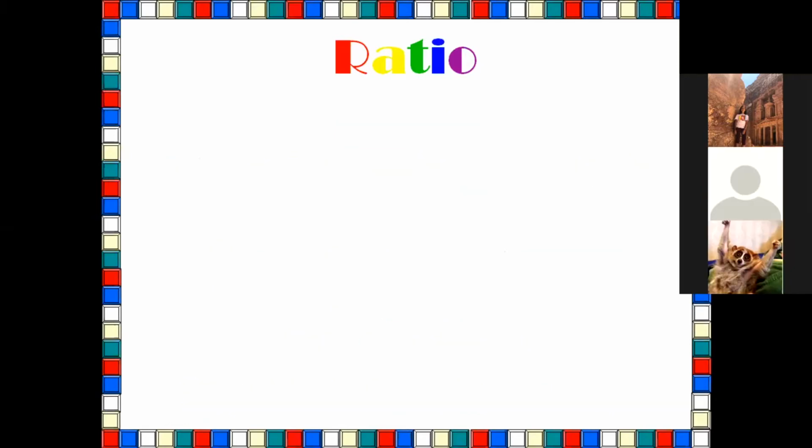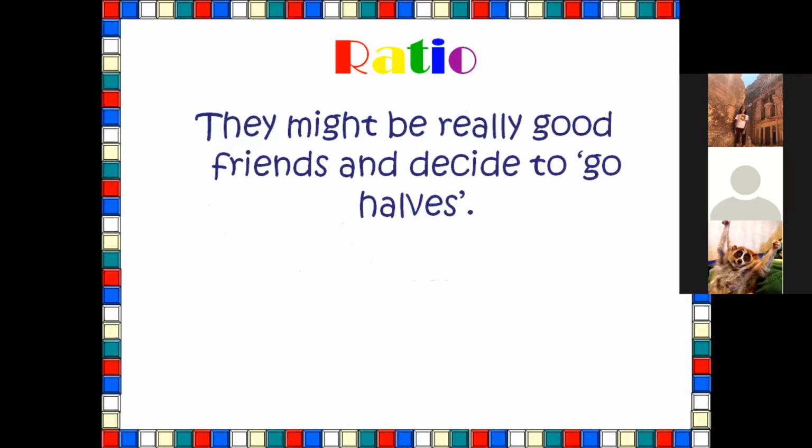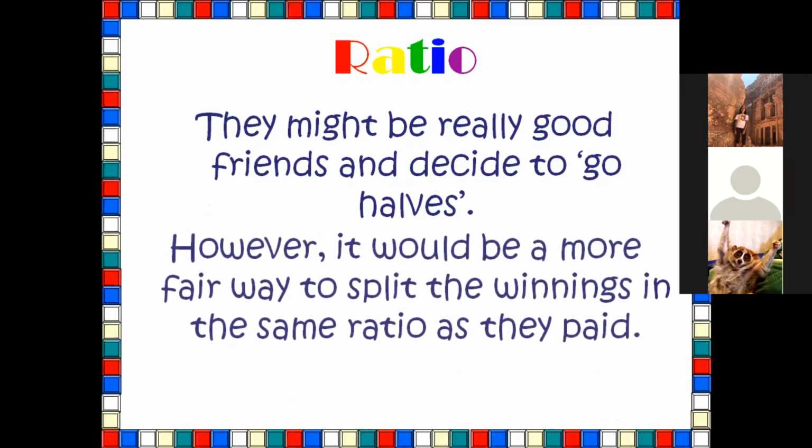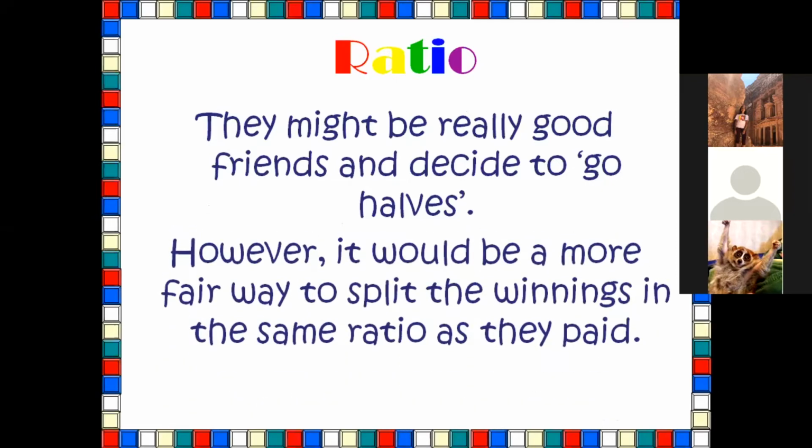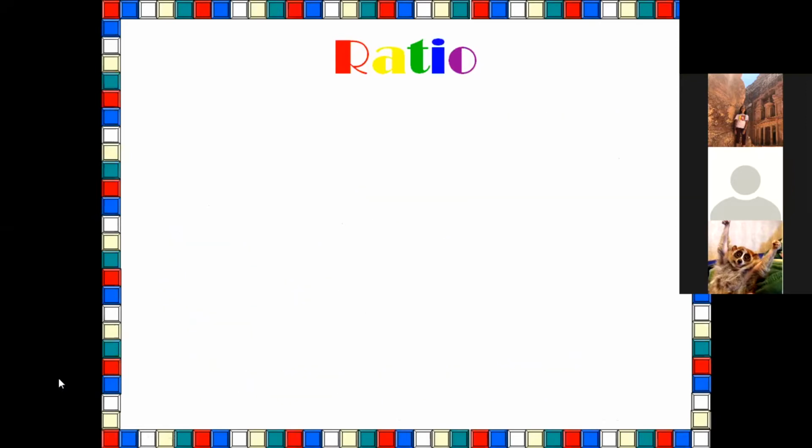No, look, it's not fair. They might be really good friends and decide to go halves, 50-50. We both shared it, but it's not going to be fair. The fair way is to split the winnings in the same ratio as they paid. Again, we should be fair in sharing this. So, how much would they get?